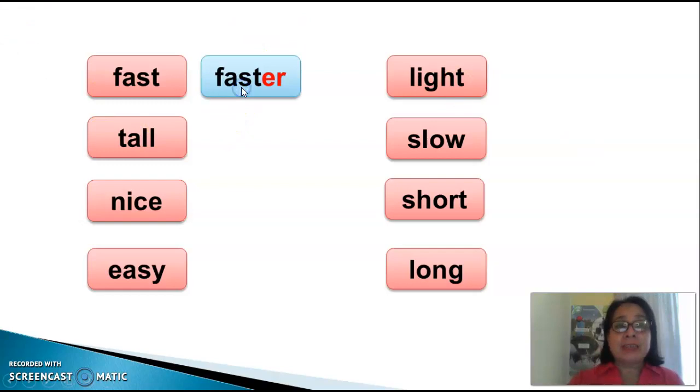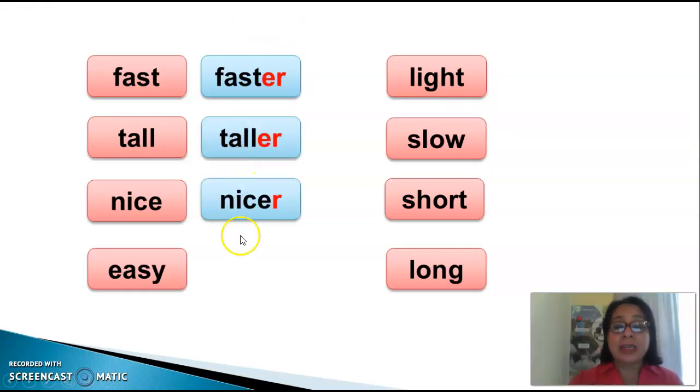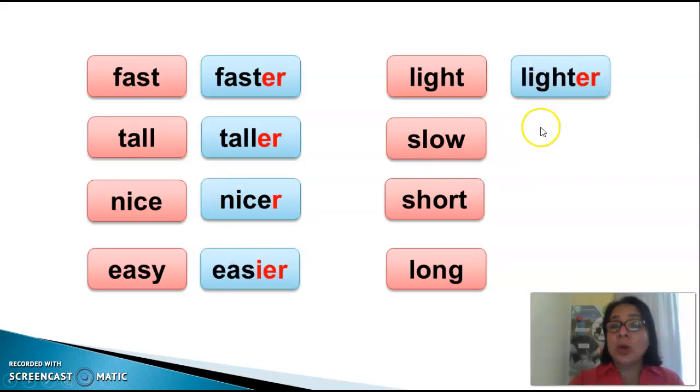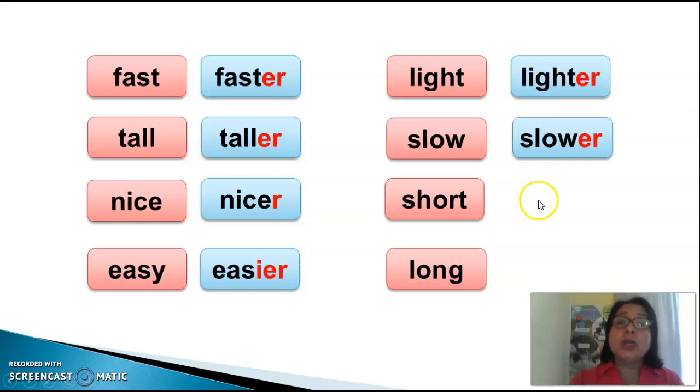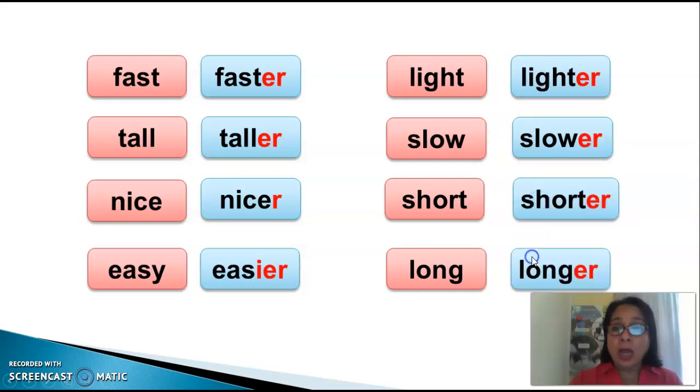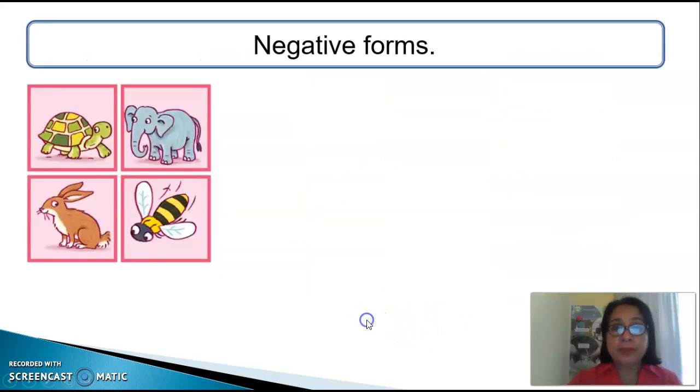Now let's see what are the comparative adjectives of this. Fast, faster. Tall, taller. Nice, nicer. Easy, easier. Light, lighter. Slow, slower. Short, shorter. Long, longer. In nice, we add R only, and easy, we make the change. Easier, okay? Faster, taller, nicer, lighter, easier, slower, shorter, and longer, okay?